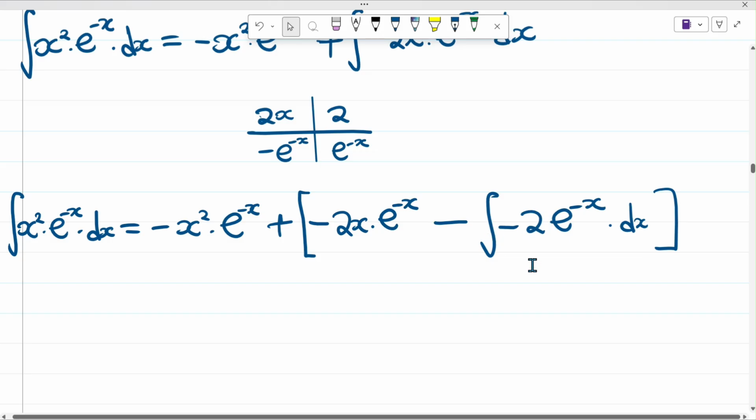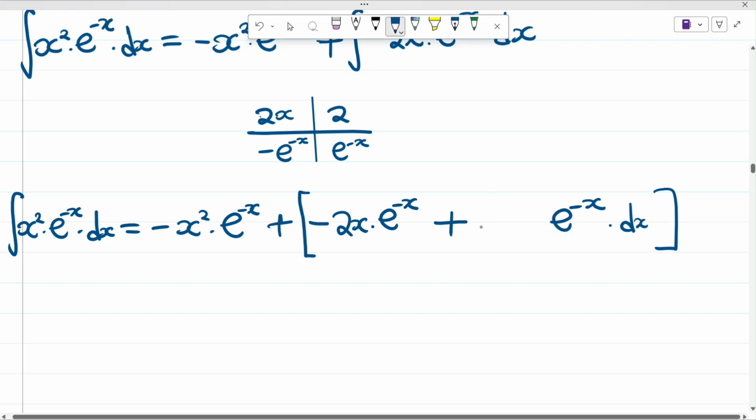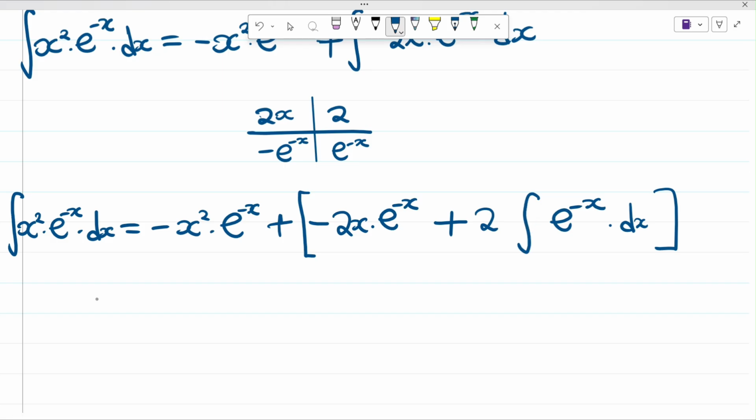Then before I do anything, I would like to take out the 2 and the negative here outside the integral. So that negative will form a positive. So here I will have positive 2 integral of this. I work better with the positive signs, okay? It's easier, at least you minimize some mistakes there.